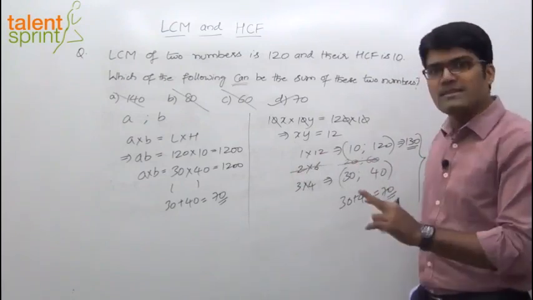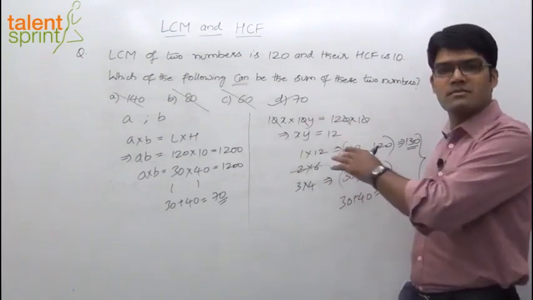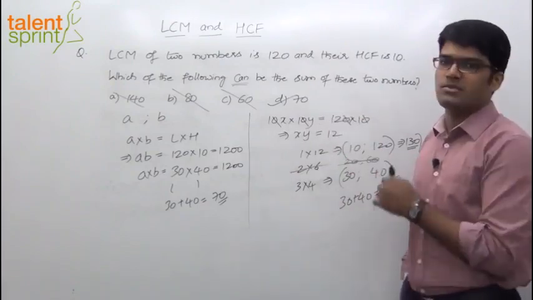So there are two possible sums. 130 is possible, 70 is possible, but only 70 is given in the options. So that will be the correct answer.